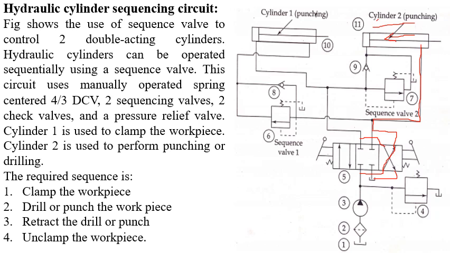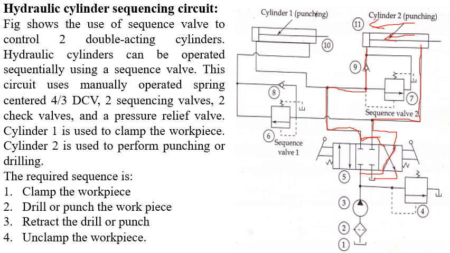Retraction of the cylinder happens, and here it uses the check valve of sequence valve 2, and it goes like this. See, look at here, it goes like this. So once cylinder 2 is retracted, next is cylinder 1 to be retracted.